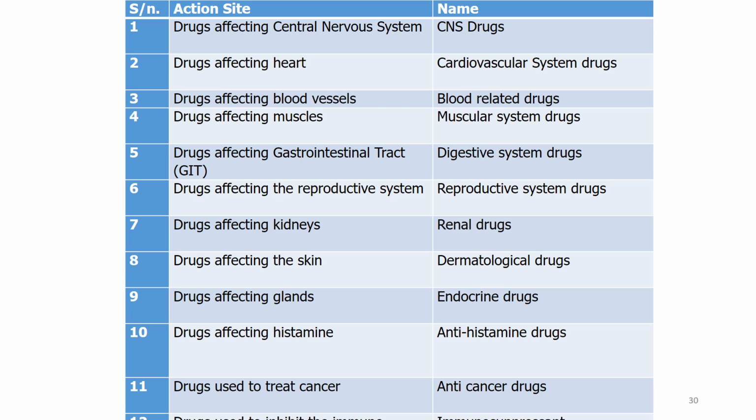Drugs affecting the heart, we refer to them as cardiovascular system drugs. For those affecting the blood vessels, they are blood-related drugs. Drugs affecting muscles are generally called muscular system drugs. For those affecting the gastrointestinal tract, they are referred to as the digestive system drugs, and so on and so forth. For example, those that affect the kidney, they are renal drugs. The reproductive system drugs. Those that affect the glands, endocrine drugs. Those that affect histamine are referred to as antihistamine drugs.